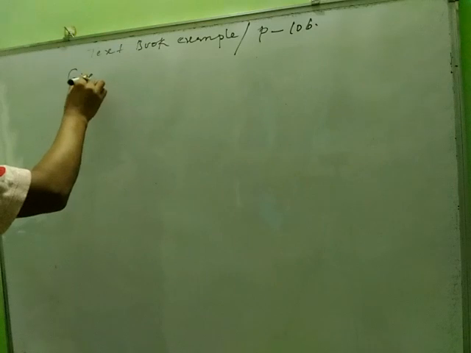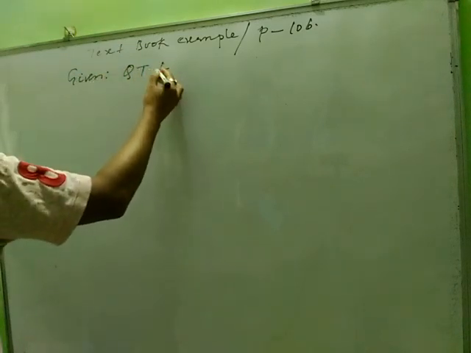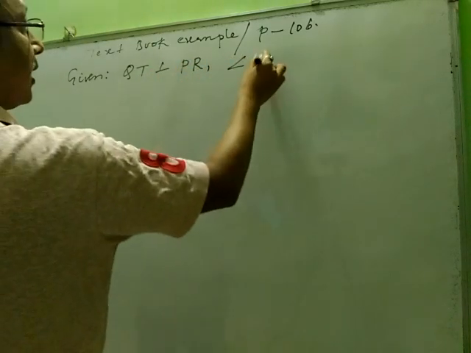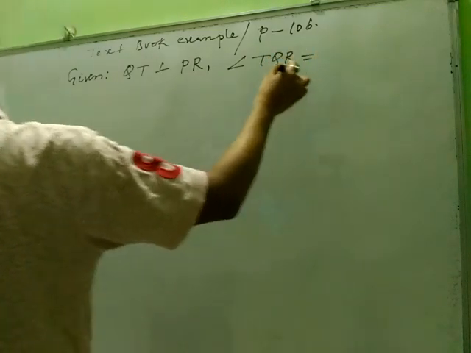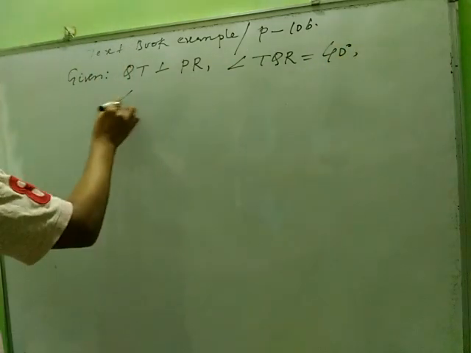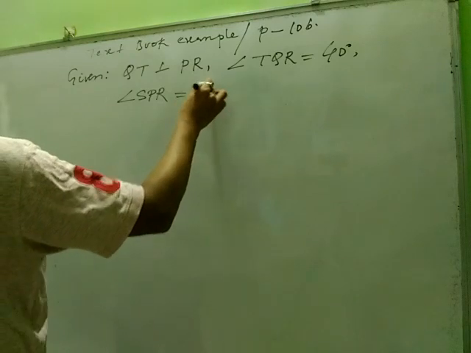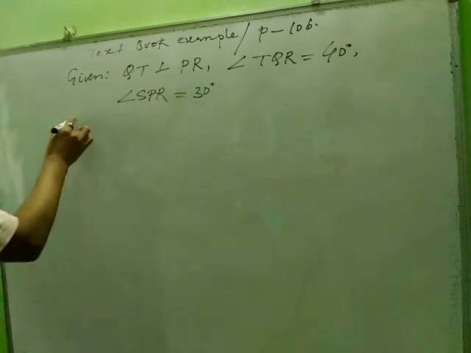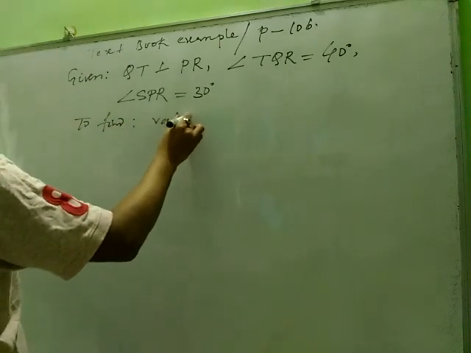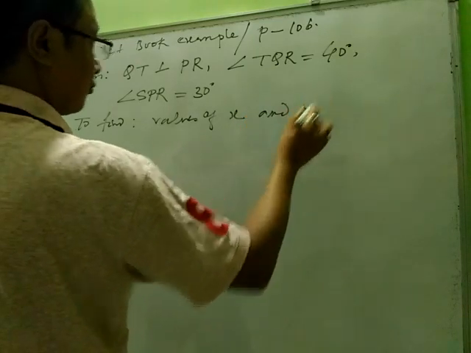Given QT perpendicular to PR, angle TQR equals 40 degrees, angle SPR equals 30 degrees. To find the values of x and y.